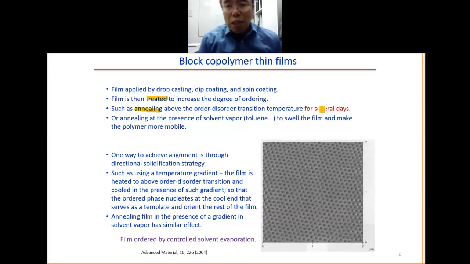But you see, this takes a very, very long time. When you anneal very gently for a very long time, you get more ordered, more periodic patterns. But this is too long for production.